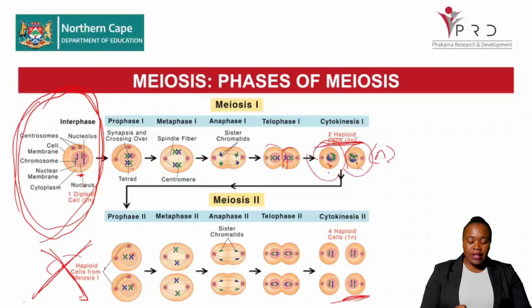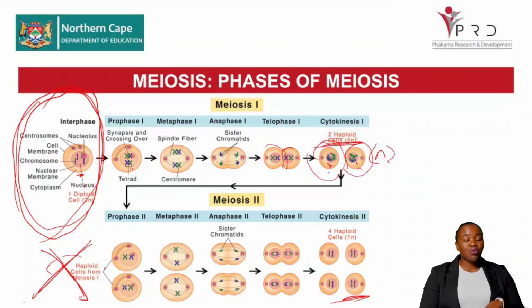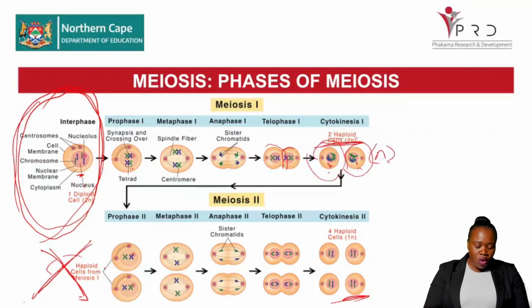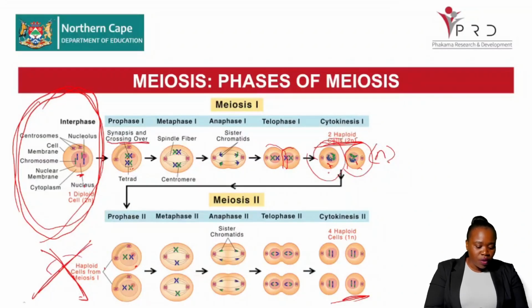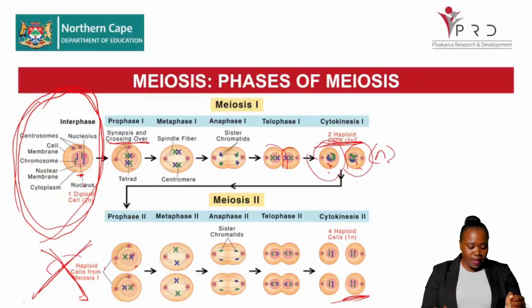Now, these two cells at the end of meiosis 1 are going to go into meiosis 2, whereby you must be able to identify how prophase 1 is different from prophase 2. In prophase 2, we do not have crossing over. That's how you differentiate between prophase 1 and prophase 2. However, you would see that the centriole will now be forming the spindle fibers, and they will be moving to the opposite poles. You will see the disappearing of the nuclear membrane and the nucleolus there.